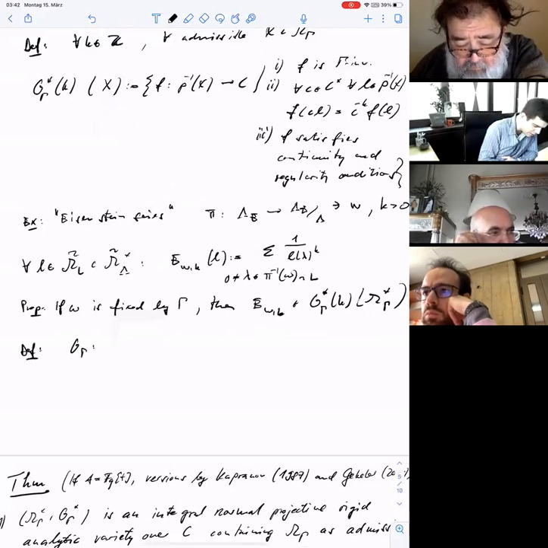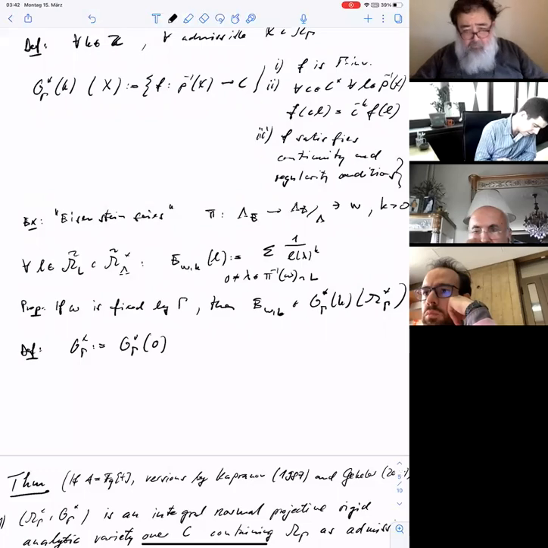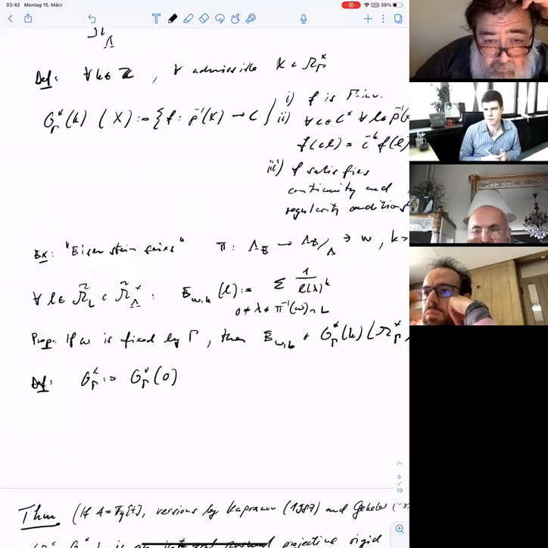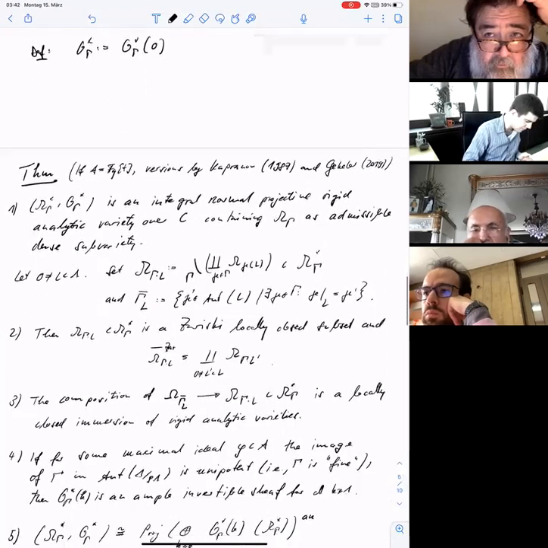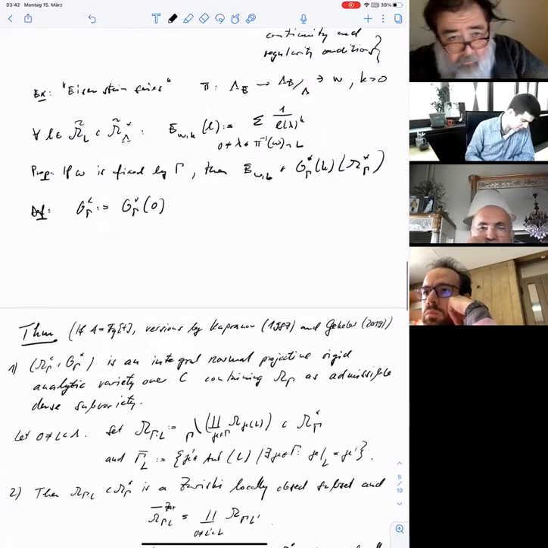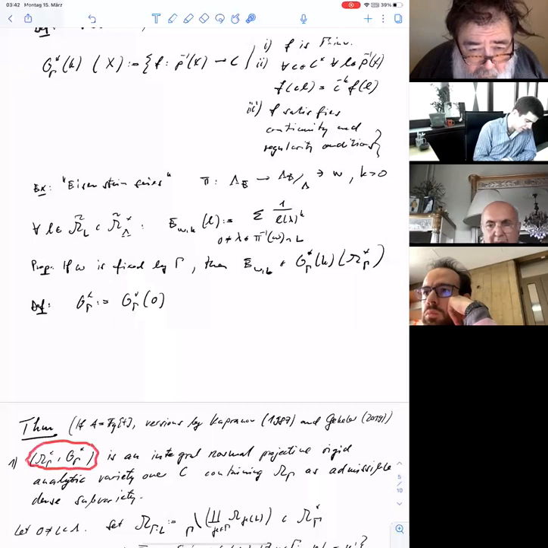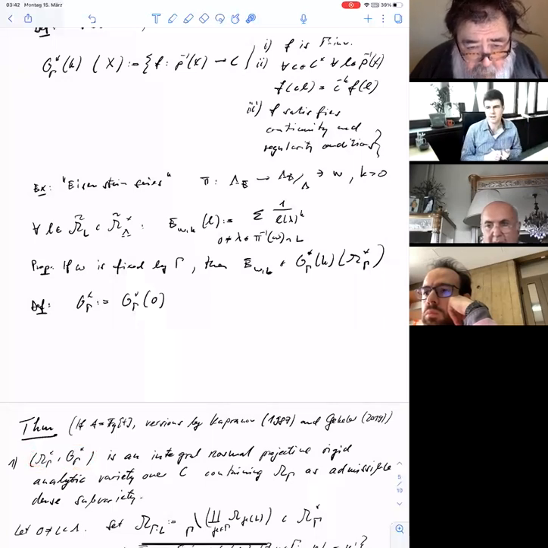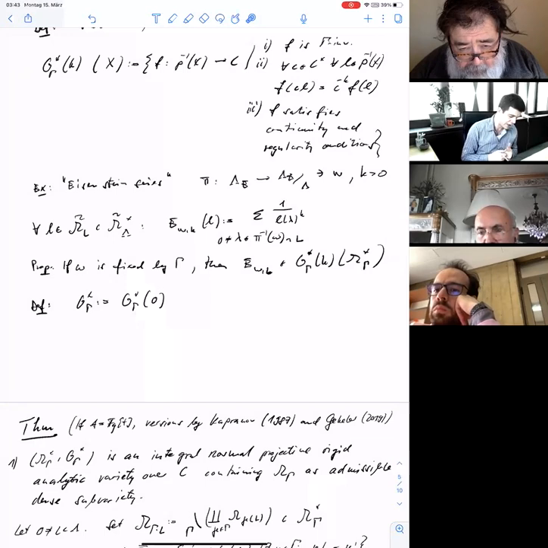If K is zero, then you really get a sheaf of rings, and I abbreviate this by O omega gamma star. This is the structure sheaf for my compactification. So now I have a space. Many parts, so let's go step by step. This pair, omega gamma star with O omega gamma star, is a Grothendieck ringed space by construction. And the theorem then says that as such it is actually an integral normal projective rigid analytic variety.